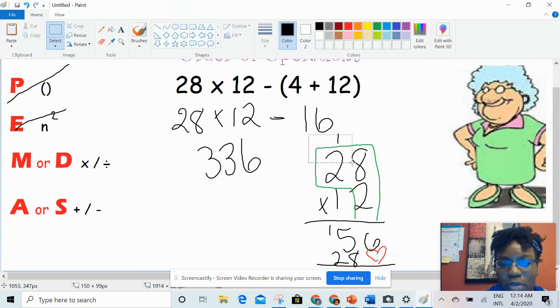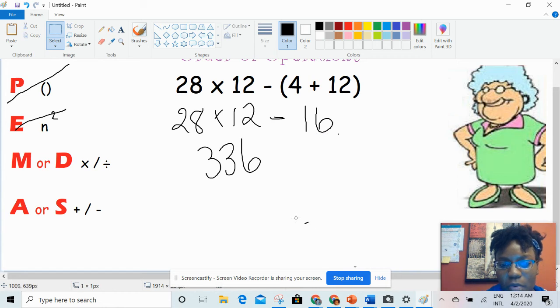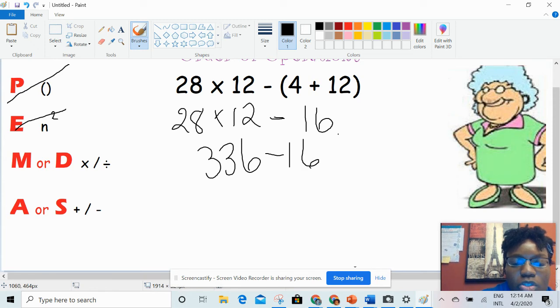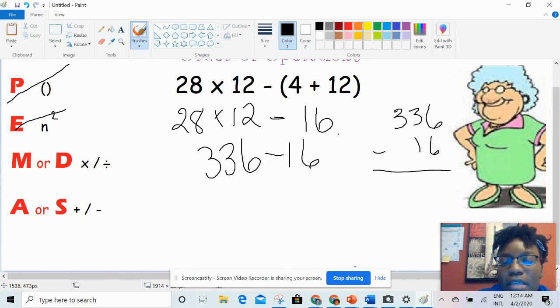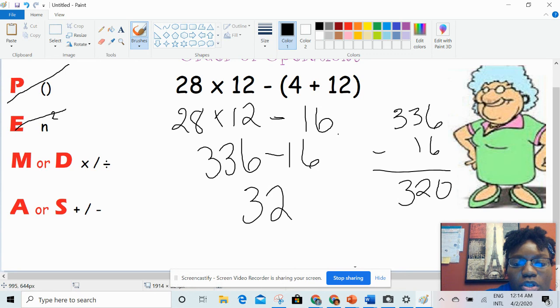Now, I don't have as much space as you do, so I'm going to get rid of this. You, of course, wouldn't need to do that because you have space. But since I'm finished with that part, I'm going to go ahead and bring down my minus 16. So now I have 336 and I'm taking 16 away from it. Again, I'm going to do that over here, but on Sally. Okay, 6 minus 6 is 0, 3 minus 1 is 2, and bring down my 3. Our answer should be 320.